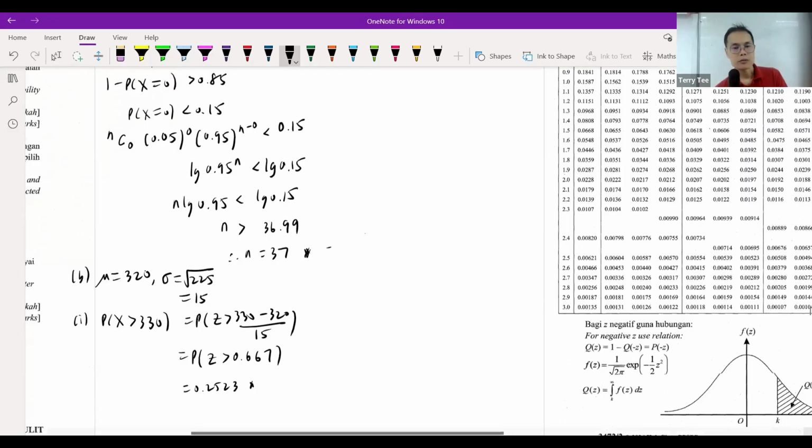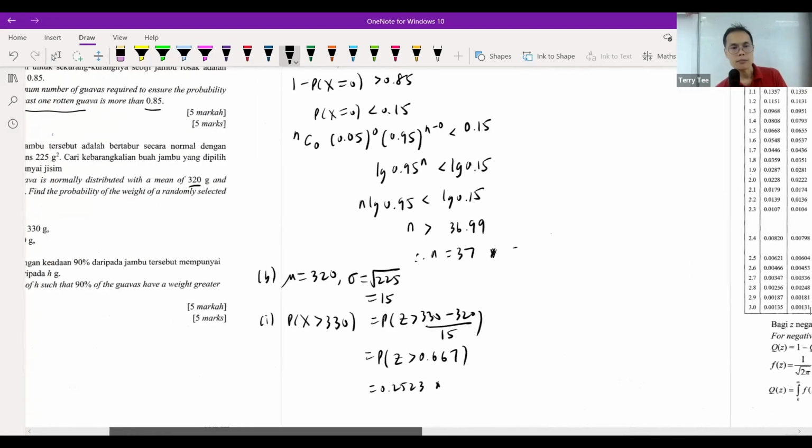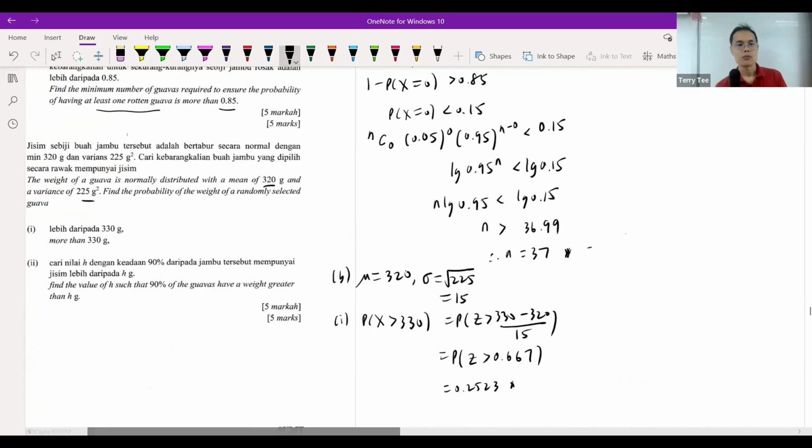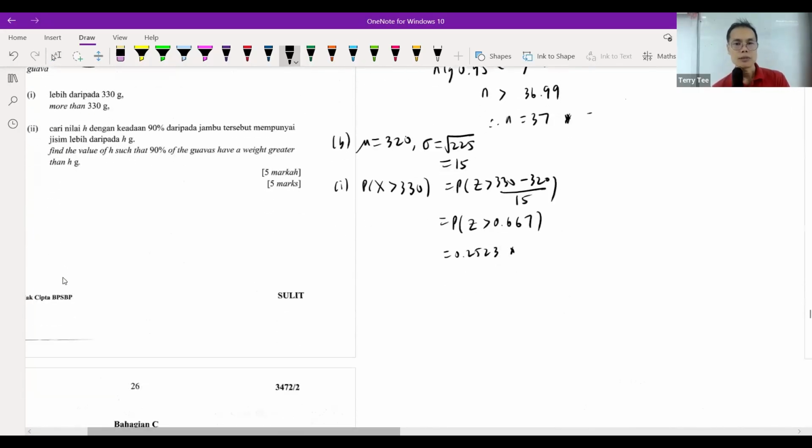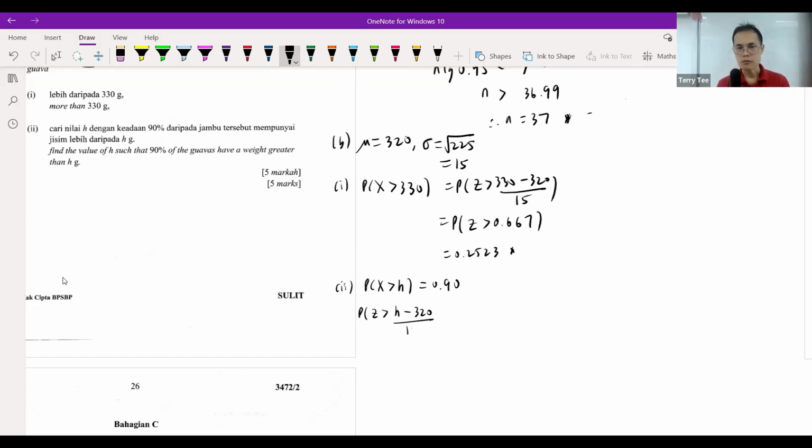Okay, coming back to this second part. First part we're done. We got the value of the probability. Second part, we're finding the value of h, given that 90% of guava have weight greater than h. This is quite a straightforward type of question as well. P(X > h) is 90%. So we need to first standardize this. Change from x to z. You minus your mean, 320, standard deviation 15.